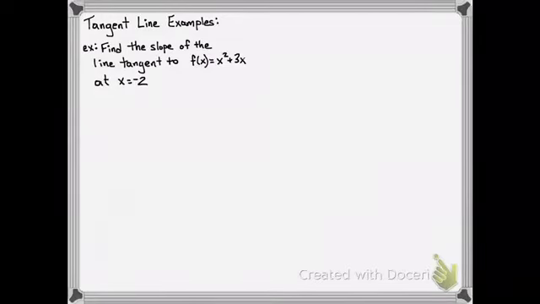Okay, so in the last video we looked at what a tangent line is, and that might still be a little confusing to you, but hopefully as we go through these examples it'll kind of lock in. So, the first example: find the slope of the line tangent to f of x equals x squared plus 3x at x equals negative 2.